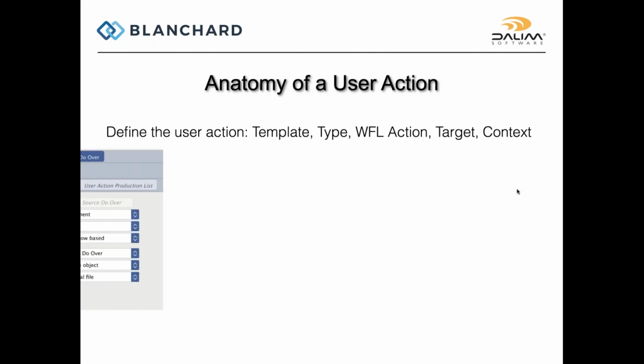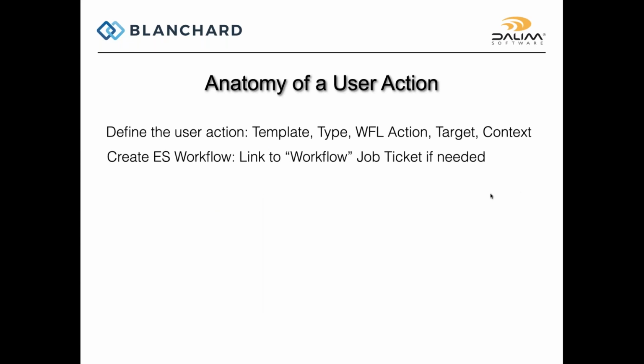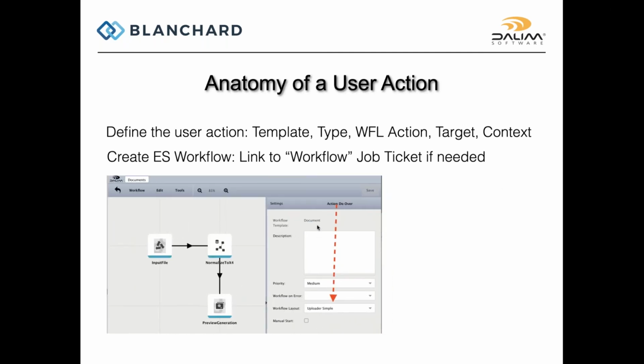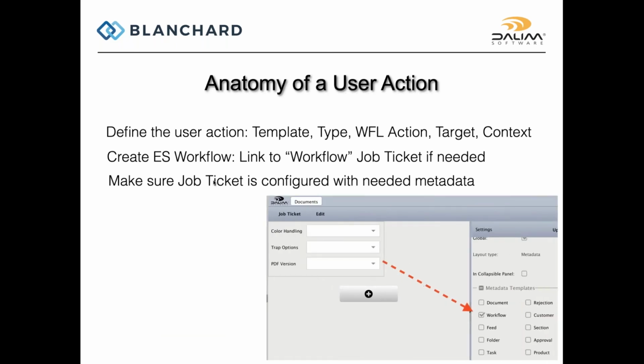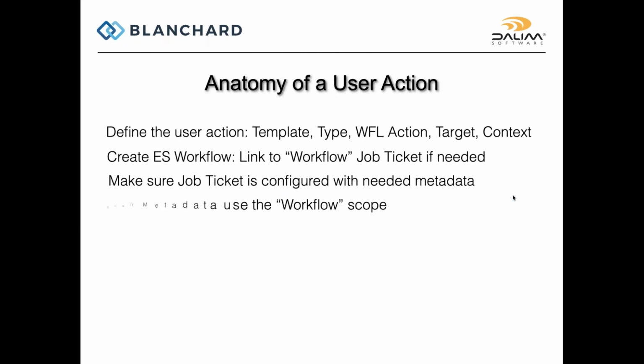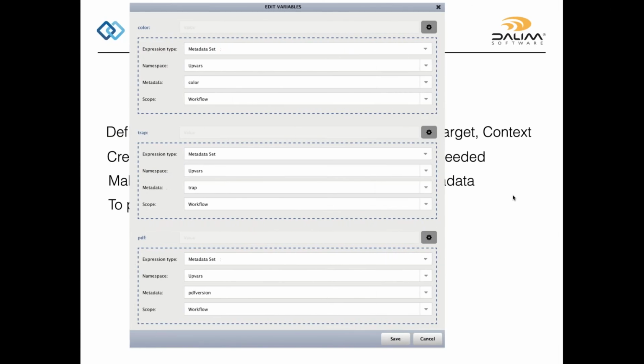Define the user action, right? Template type. Create the ES workflow. Make sure you link it to a job ticket, assuming there's a job ticket that you want to use. The best user actions have job tickets. Obviously, make sure the job ticket is configured with your metadata, and the job ticket type has to be workflow. This is a very important one. In fact, this is where people slip up.